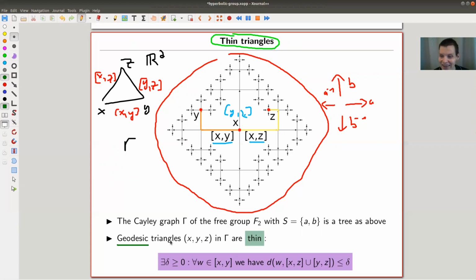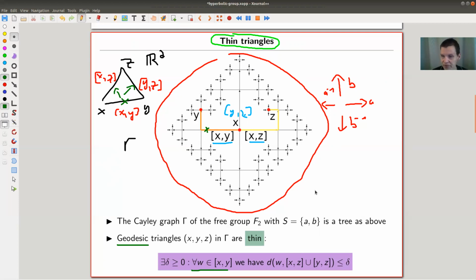And I say they are thin if a certain condition is satisfied. Namely, if I pick a point on x, y, and this should hold for all x, y, z, so if I take a point somewhere here, then the distance between this point and the 2 other edges, so here I take this one, and the distance between this and this edge should be smaller than a certain parameter delta, right? And then I call those thin. You will see another illustration in a second, but let's just go with it.